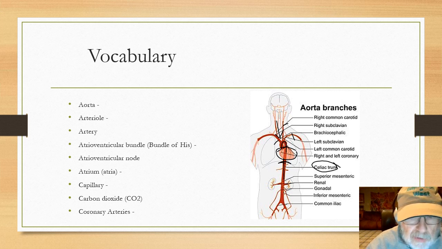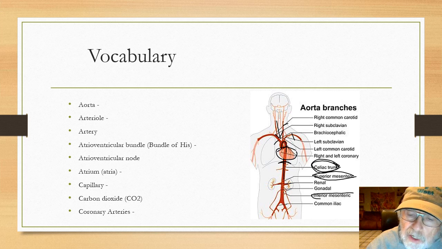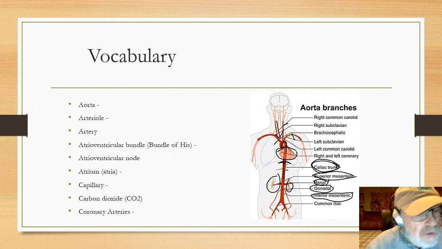Celio means abdomen. The celiac trunk supplies the liver, the spleen, the stomach, the first portion of the small intestine called the duodenum, the gallbladder, and the pancreas. All these organs are supplied by branches off the aorta called the celiac trunk. The superior mesenteric artery supplies the rest of the small intestine after the duodenum and the first half of the large intestine. The inferior mesenteric artery supplies the second half of the large intestine. The renal arteries supply the kidneys, one on each side, and the gonadal arteries supply the ovaries and the testes.